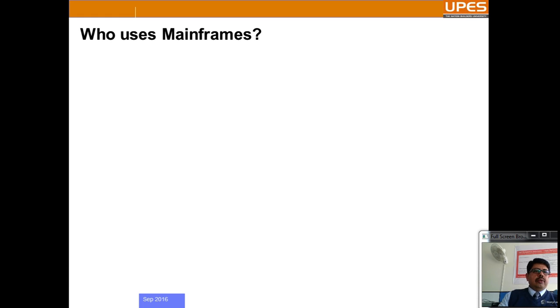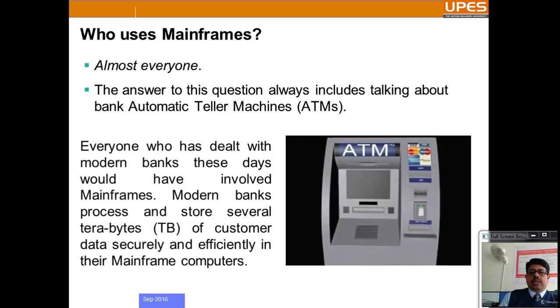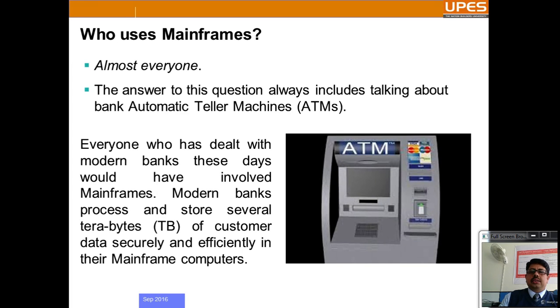Now here we are concerned with who uses mainframes. I will answer: almost everyone. How can we say it is almost everyone? The answer always includes talking about bank automatic teller machines. Everyone who has dealt with modern banks these days would have involved mainframes. Modern banks process and store several terabytes of customer data securely and efficiently in their mainframe computers.